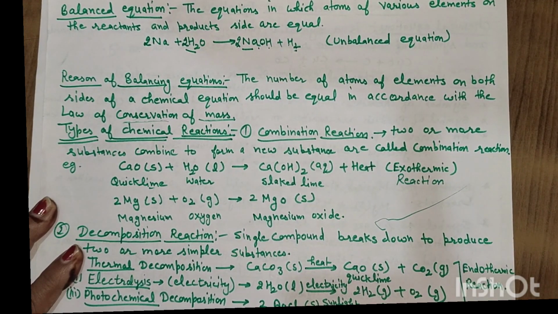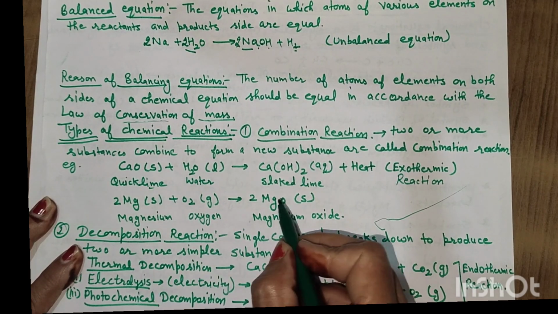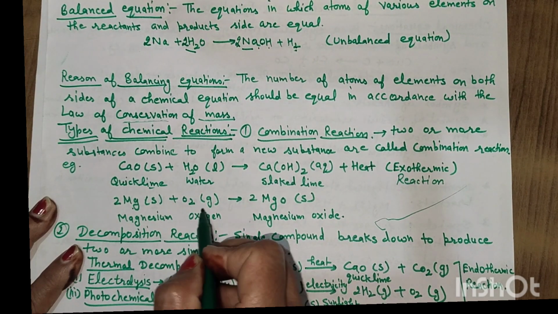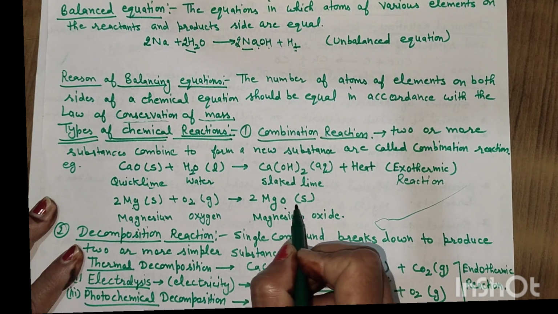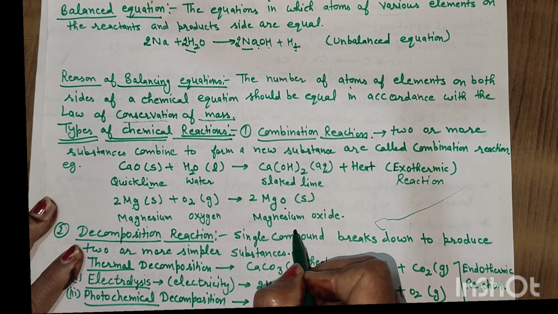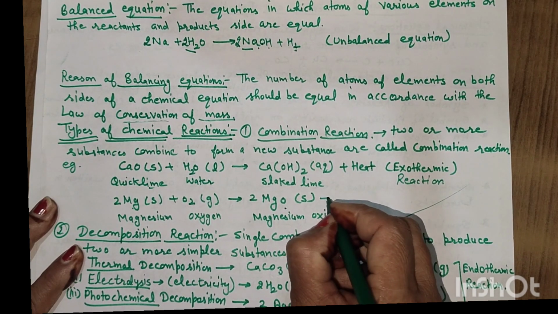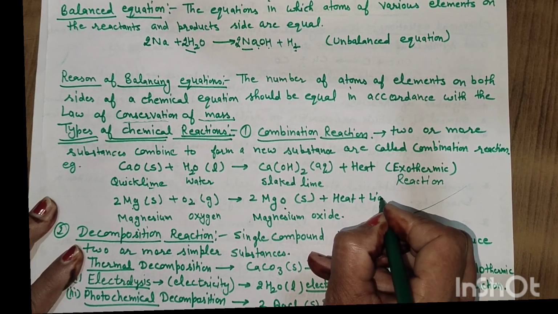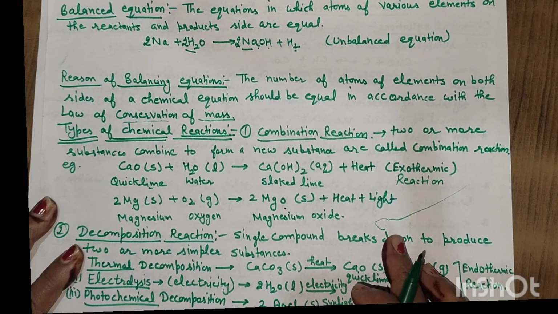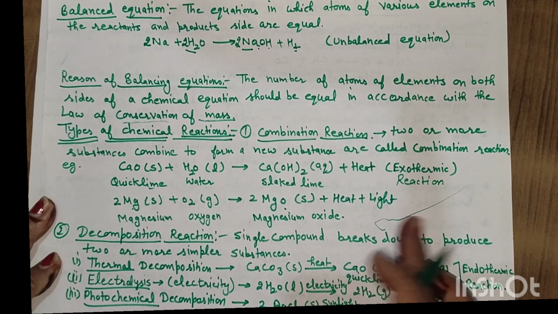Exothermic reaction: 2Mg + O2. When you burn Mg in the presence of oxygen, magnesium oxide, a white solid ash, is formed, and energy is released in the form of heat and light. This is also a type of exothermic reaction.